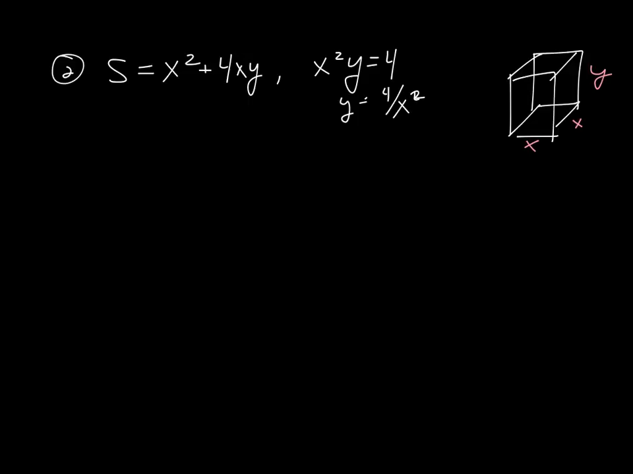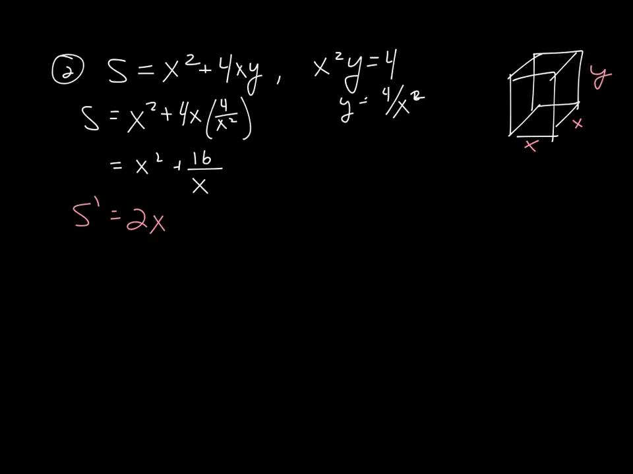I'm going to use that information in my primary equation and substitute that y is now 4 over x squared. So we have 16 over x as our term here. So now let's take our first derivative. I'm going to get 2x minus 16 over x squared. And I think I'm going to rewrite that as (2x cubed minus 16) over x squared.